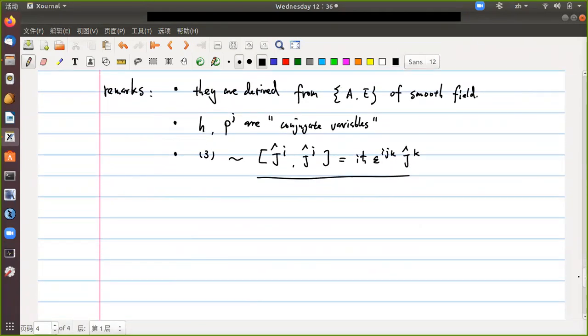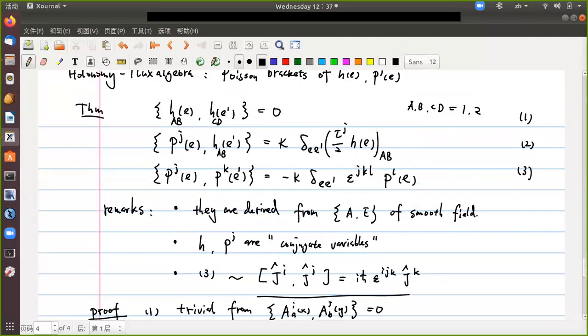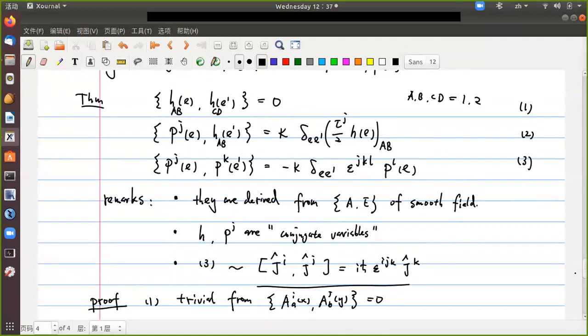Okay, for proof, let me prove them. This is the end of the class, which means I only give you the proof of the first formula, which is trivial. Equation one is just trivial: the Poisson bracket of A and A equals zero. Connection with connection, the Poisson bracket is zero. Both of them are configuration variables. Therefore, holonomy is a function of A only, so the Poisson bracket is zero.